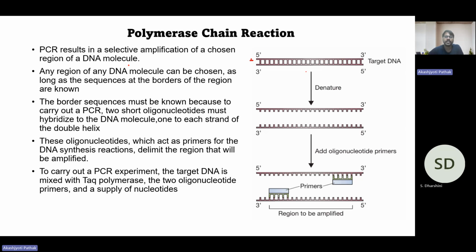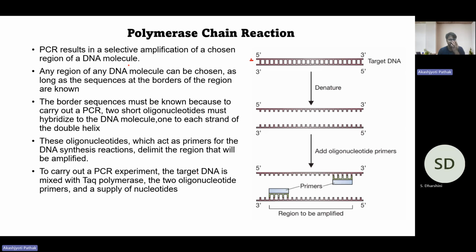There are three steps. In the first step, there is denaturation, in which the two strands of DNA get separated. Then there is annealing. In the annealing, your forward primer and reverse primer will align to the ends of the gene, and then extension. Taq polymerase will extend this primer. You can repeat this cycle and amplify your gene of interest.